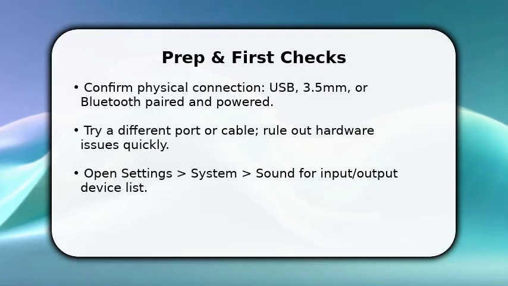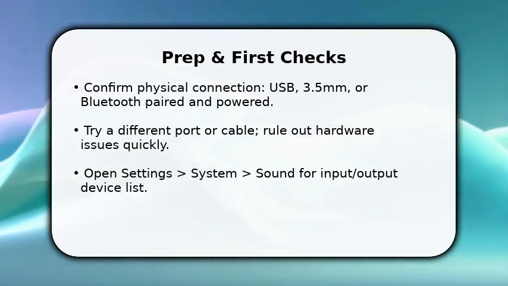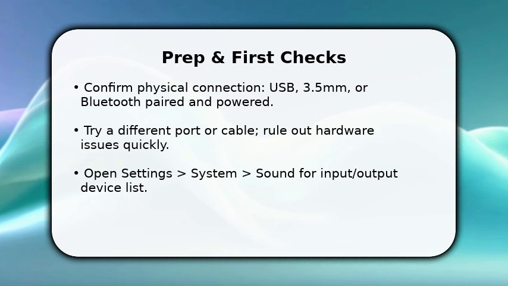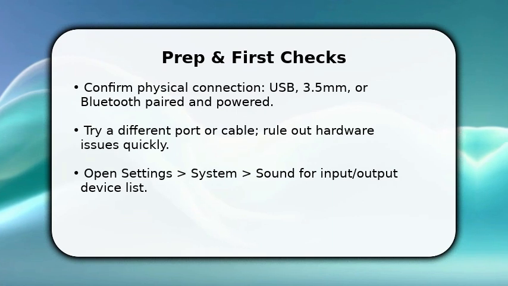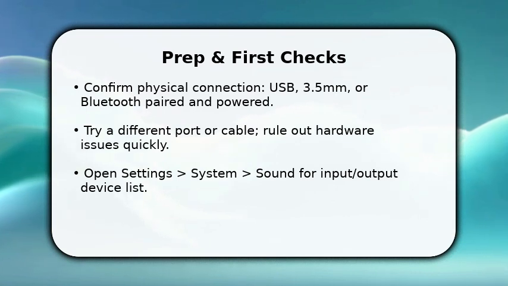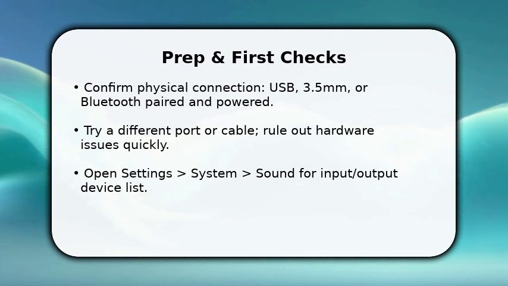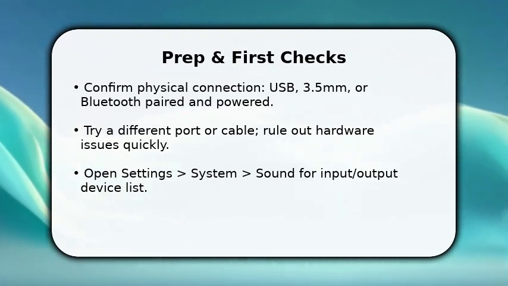You start by confirming the headset is physically connected and powered. This rules out basic faults fast. Once done, plug into a different USB or 3.5 port and try another cable to eliminate a bad connector. Next, open Windows Settings, go to System and then Sound to see if the device appears. If the headset shows but is not selected, choose it as default. These initial checks separate hardware problems from software ones and get you ready for driver and system fixes.